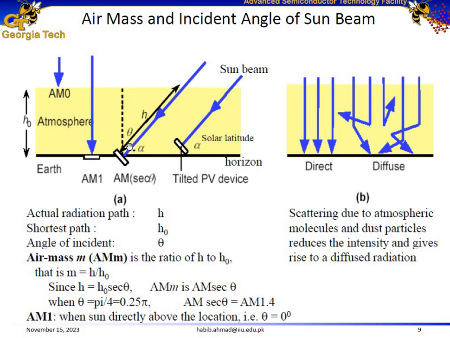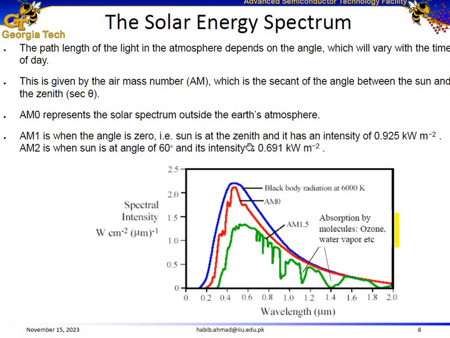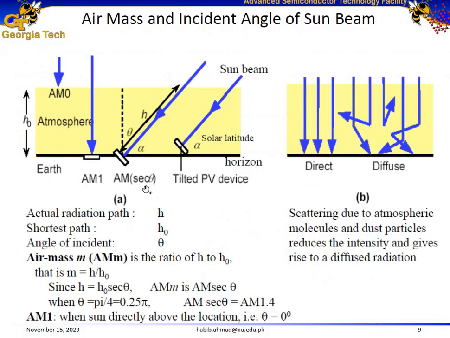Now for this case, depending on the angle, we can calculate the air mass. If the angle is 0, we call it air mass 1, and the intensity is 0.925 kilowatt per meter square. When the angle is 60 degrees, secant of 60 is 2, so we call it air mass 2, and the intensity reduces at this angle to 0.691. If the angle is 45 degrees, air mass becomes air mass 1.4.